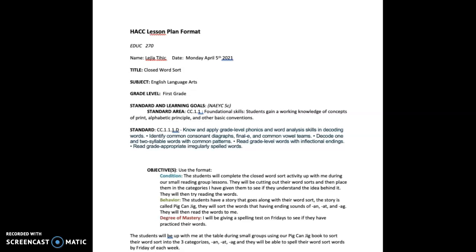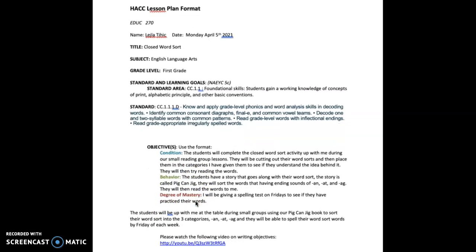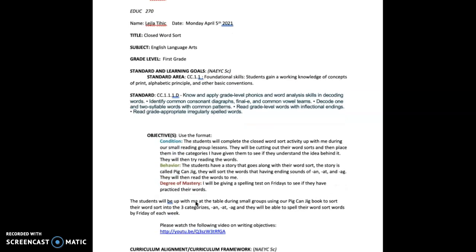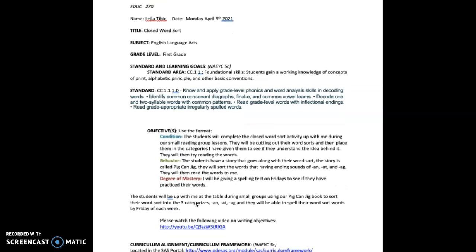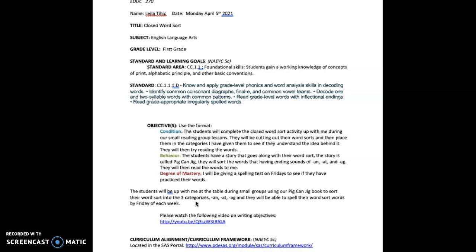So for my lesson plan, I did a closed word sort for first grade. For the standard and learning goals, the standard area would be CC.1.1, Foundational Skills. Students gain a working knowledge of concepts of print, alphabetic principle, and other basic conventions.